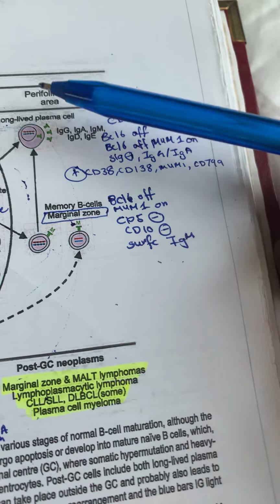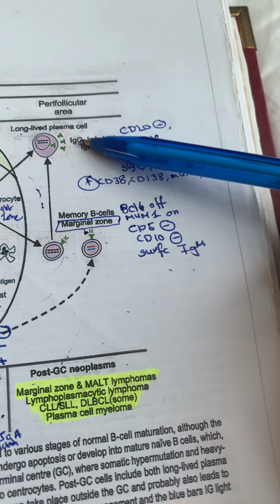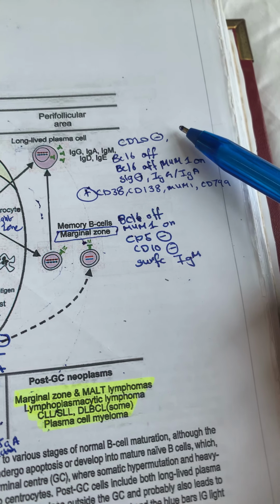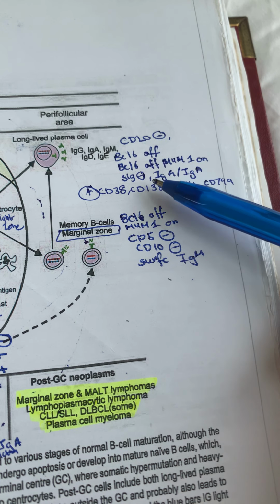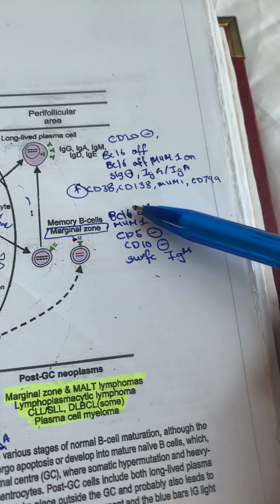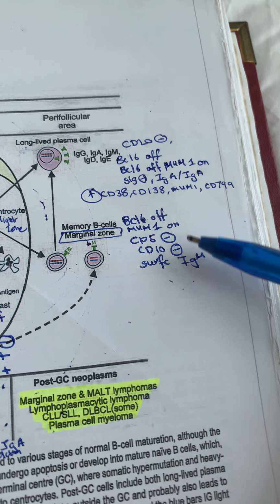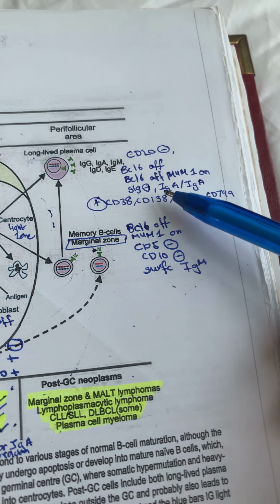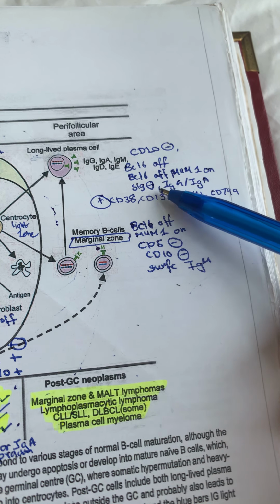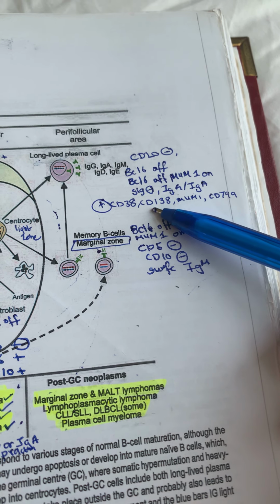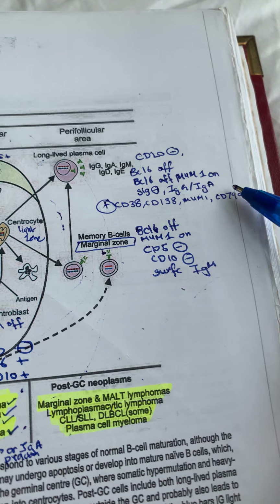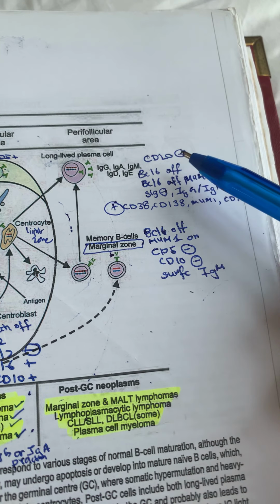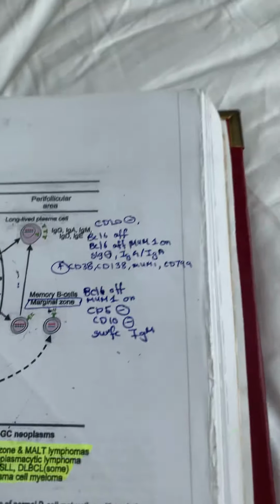Now when these are converted into long-lived plasma cells, BCL6 is still off and MUM1 is on. They don't have surface IgM, but they have either IgG or IgA, though they don't have surface immunoglobulins, and they are CD38 positive, CD138 positive, MUM1 positive, CD79A positive, and CD20 negative, as we discussed in a previous diagram.